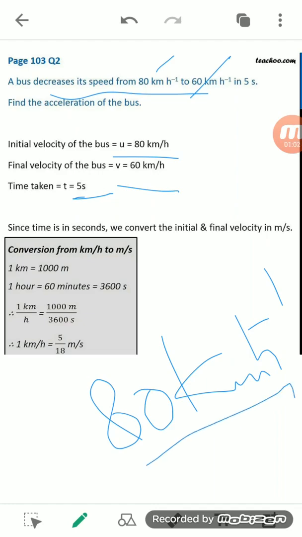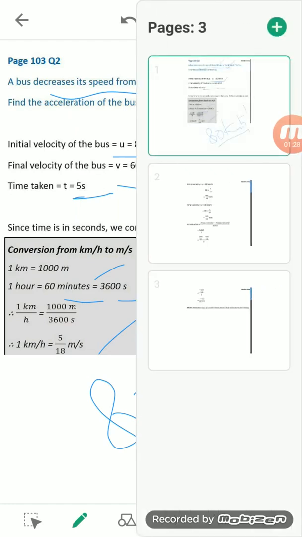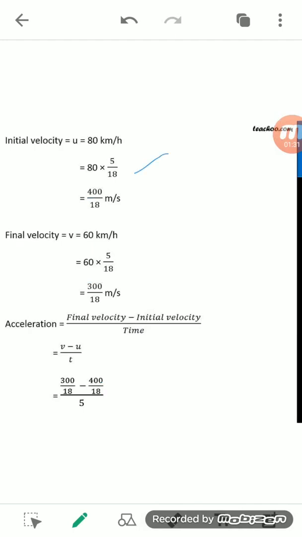So 1 kilometer is equal to 1000 meter, and 1 hour is equal to 60 minutes, which is equal to 3600 seconds. So 1 km per hour is equal to 5 by 18 meter per second. This we had already calculated in the previous classes. So this 80 kilometer per hour can be converted into meter per second by multiplying it with 5 by 18, and this gives 400 by 18 meter per second. So this is the initial velocity of the body, that is 400 by 18 meter per second.